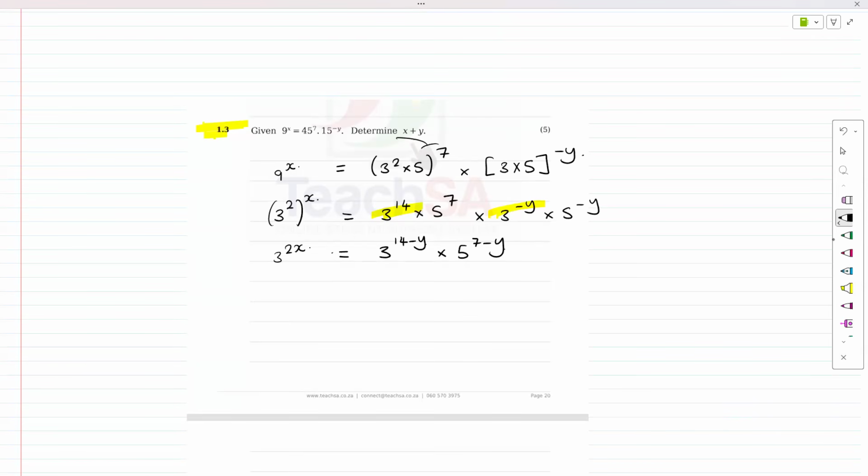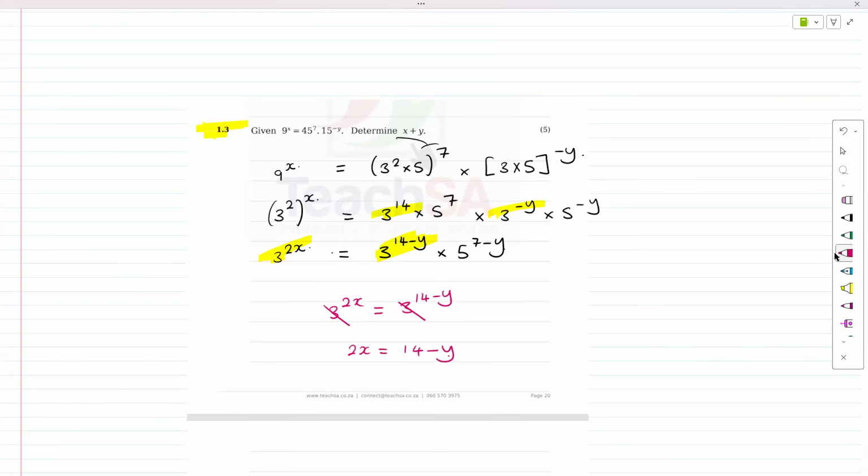Because I can match the 3's. Guys, I want you to see I can match the 3's. See, the 3 and the 3 can match. What does that mean? That means that if I match the 3's, that's 3 to the 2x equals 3 to the 14 minus y. A little bit of a difficult one. I can cancel, and I end up with 2x equals 14 minus y.